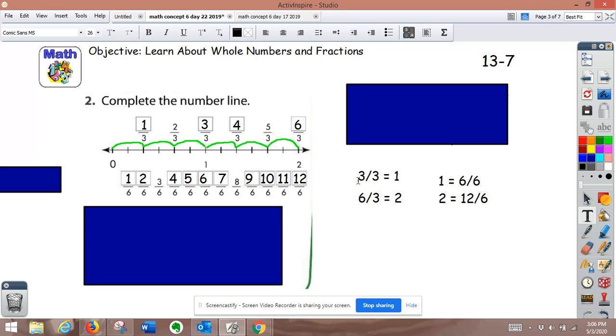I also noticed something as I'm looking at these numerators and denominators. Notice how the denominators always stay the same, but my numerators, 3 and 6, 6 and 12, looks like I'm multiplying. 3 times 2 is 6, 6 times 2 is 12, but I never changed the denominators because we've still broken the line into sixths. So you never change the denominators, just the numerator that changes.